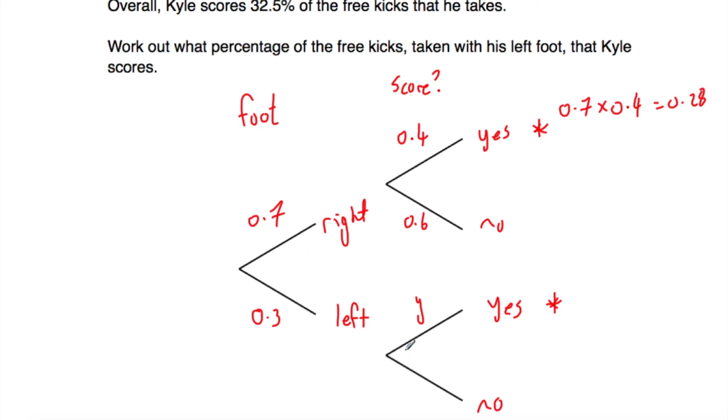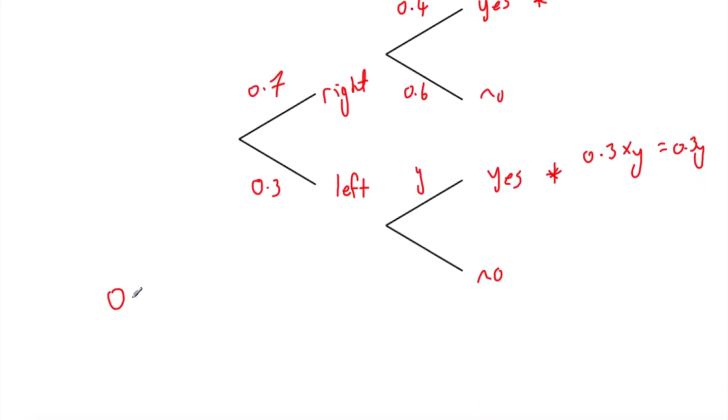Now let's have a look at left foot and scoring. So we're going to do 0.3 times y. So 0.3 multiplied by y would be the probability that he takes one with his left foot and scores. So that would be equal to 0.3y. So we know that these two probabilities add together to be 0.325 because we're told that he scores 32.5% of the free kicks that he takes. So if we do 0.28 plus 0.3y, that's equal to 0.325.